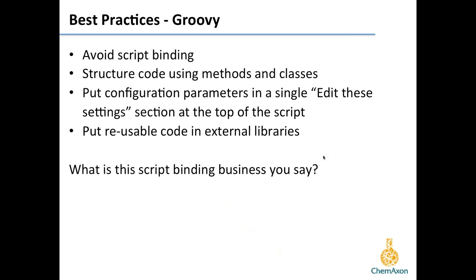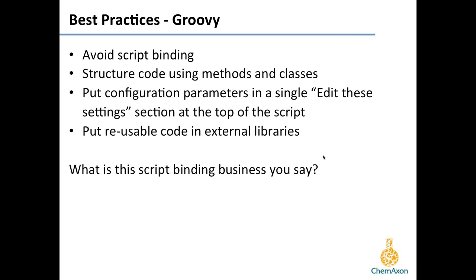Before we start looking at the actual API and examples, I just want to point out a few best practices that we encourage when using Groovy scripting with IJC. The first one is to avoid script binding, which we'll talk about after this. The others are standard best practices for using object-oriented language code: structure your code using methods and classes, put your configuration parameters into a single hard-coded section near the top of the script, and any reusable code, especially larger chunks of reusable code, bundle them up in external libraries for repeat and easier access.